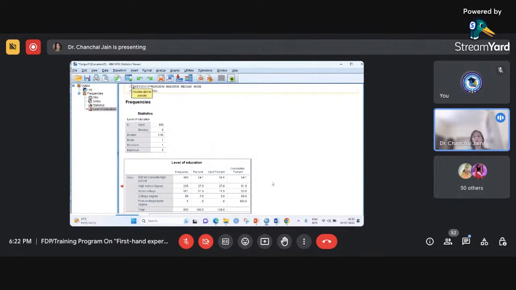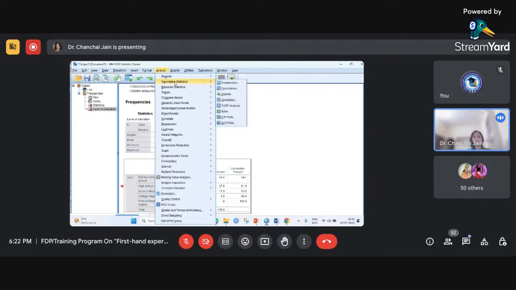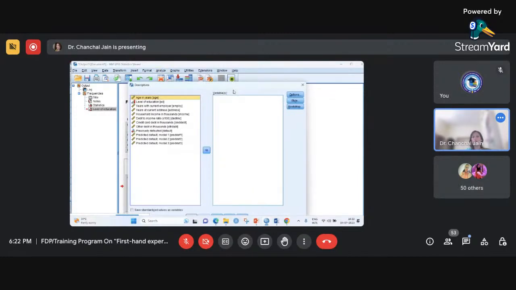Now we are moving further. I'm using this shortcut here to reach. No, I do not want to use this. So again, I'm going to the analyze menu, descriptive statistics. This time you can click on descriptives. I suggest you go to the next point, descriptives.